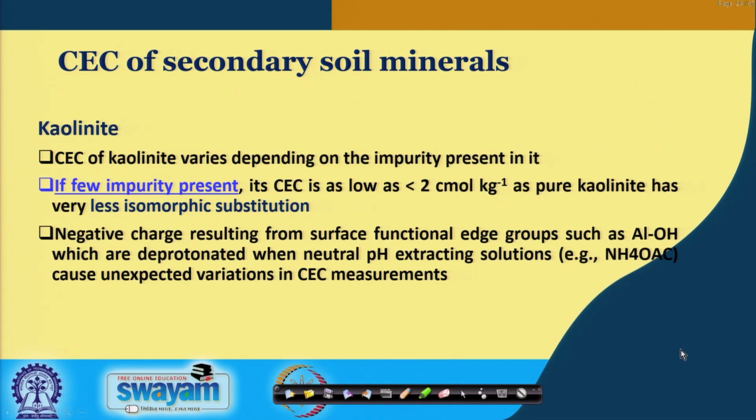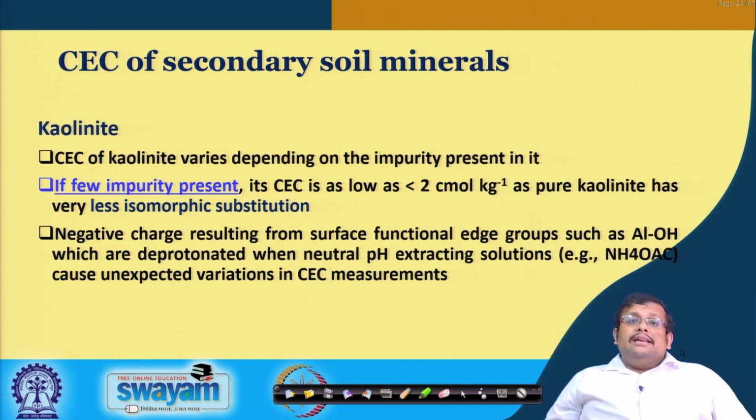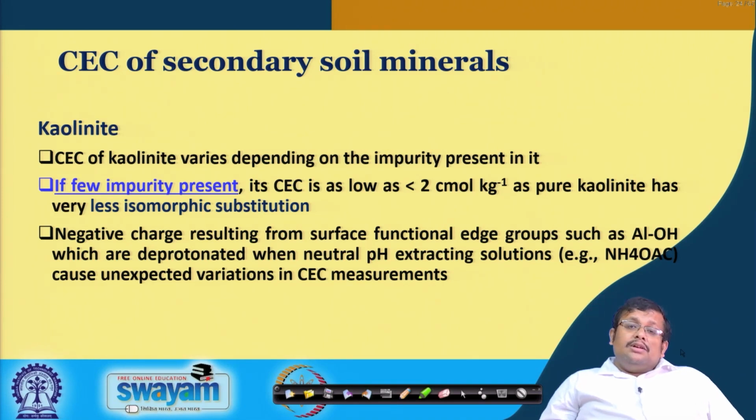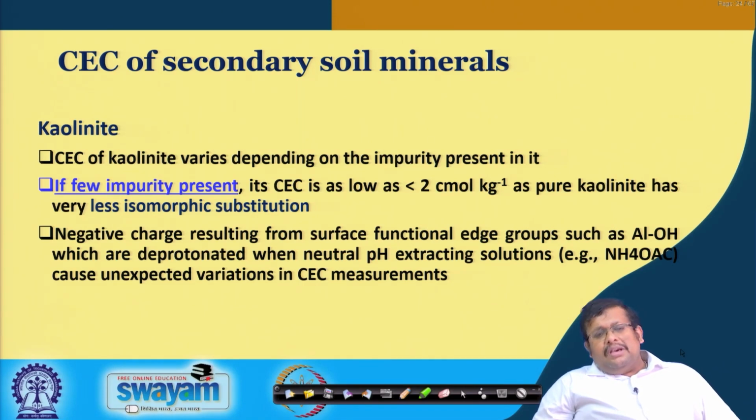Now, in the case of kaolinite, the CEC varies depending on the impurity present in it. It shows a CEC as low as less than 2 centimole per kg, as pure kaolinite has very little isomorphic substitution. Pure kaolinite does not have isomorphic substitution, and as a result there is no negative charge development. Only when there is an impurity can CEC be shown, and that CEC is also very low, less than 2 centimole per kg.